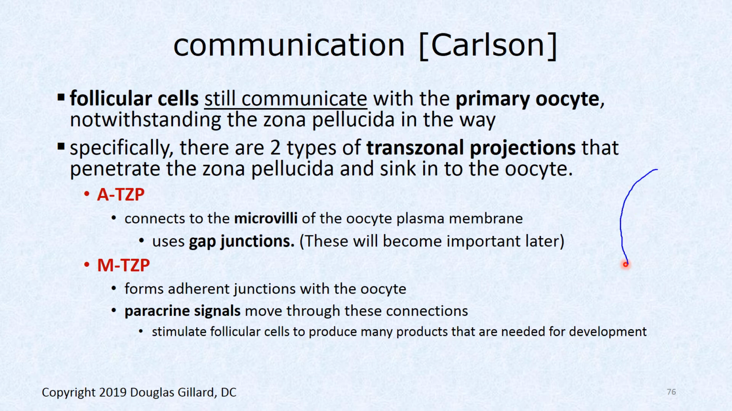So here's our primary oocyte. Here, there's the nucleus. So just like the enterocytes in the intestine, there are these finger-like projections. We'll see pictures of this probably next week. But there's these finger-like projections, and those are called microvilli. Okay, that's what that is. And so the ATZP, they use gap junctions.